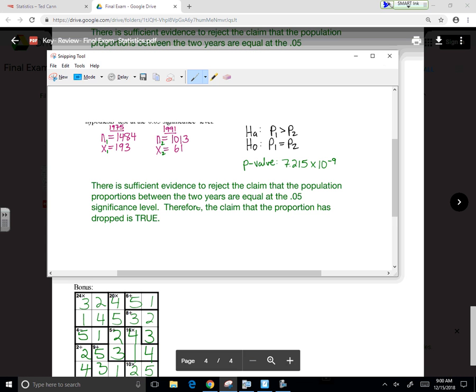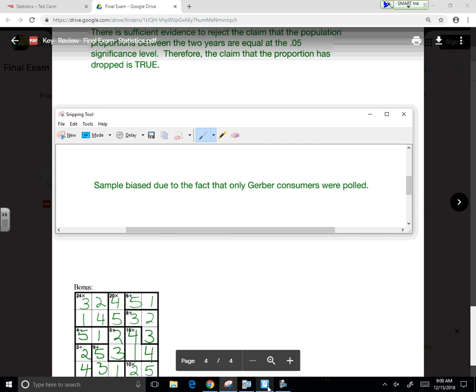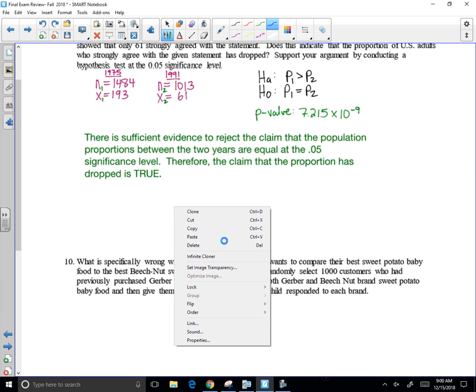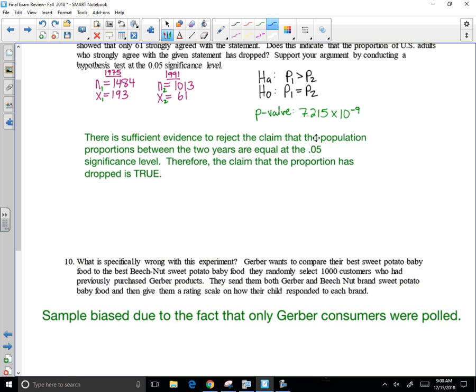The last, I'll copy it, but I think the last one is a little obvious, hopefully, when you really think about it, because they say it right in the problem.